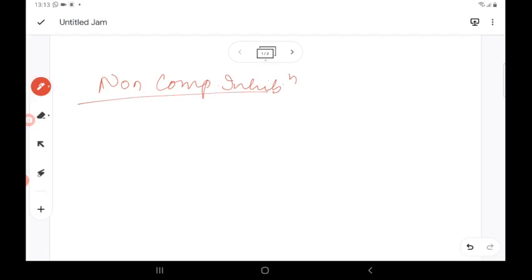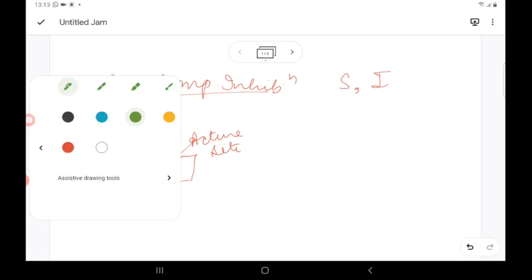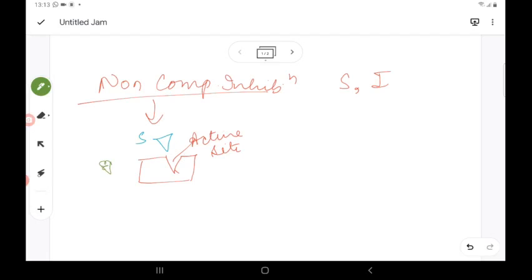As the name clarifies, there is no competition between the substrate and inhibitor. Suppose this is an enzyme and this is the active site, this is our substrate and this is our inhibitor. So what will happen? It will not bind over this active site. It will bind at some other site near the active site. Suppose this is the site. So it will bind over here.